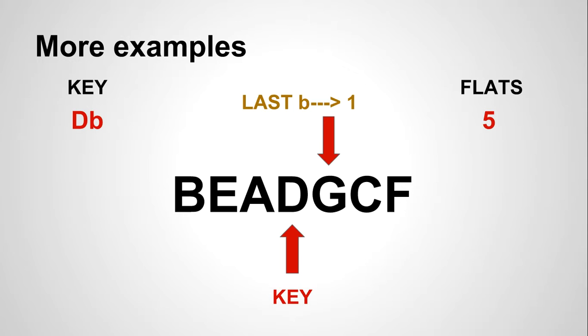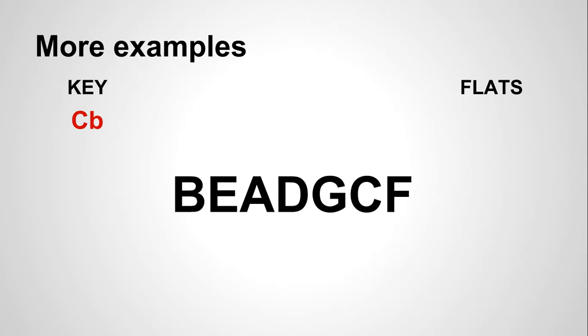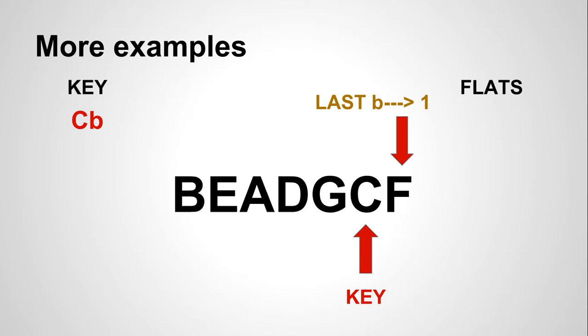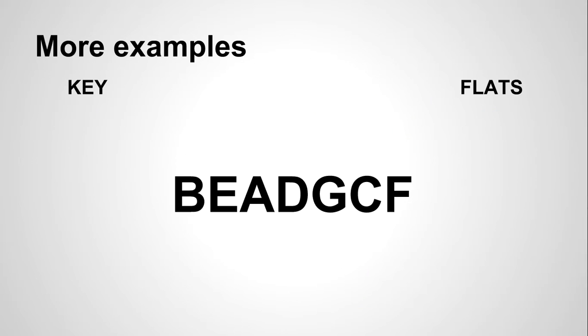Let's do another one. Key of C flat. So find the key in B, E, A, D, G, C, F. That's the key I'm looking for. What's the rule? Well, to find the last flat of that key, I go over 1. So F is the last flat. So how many flats if F is the last flat? Well, B, E, A, D, G, C, F. 7 flats.